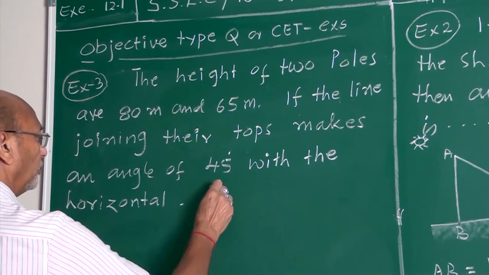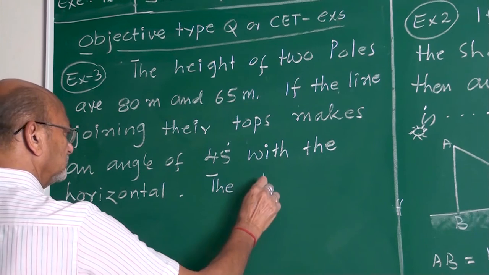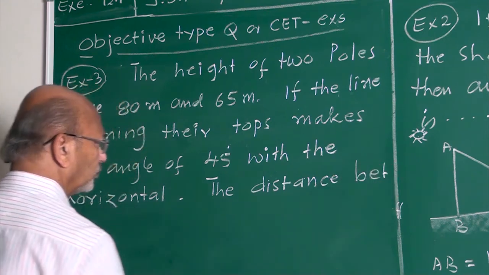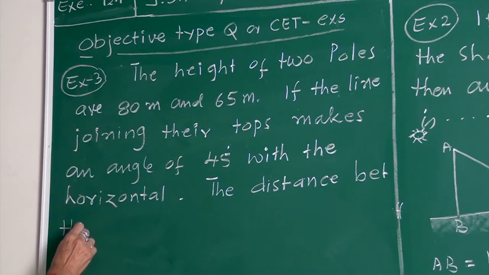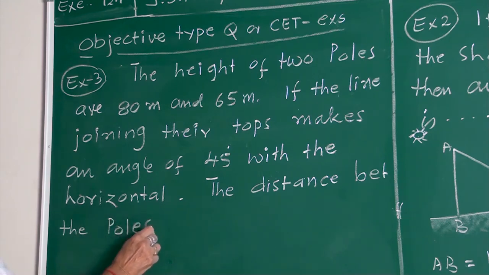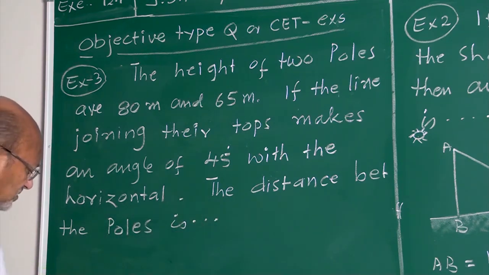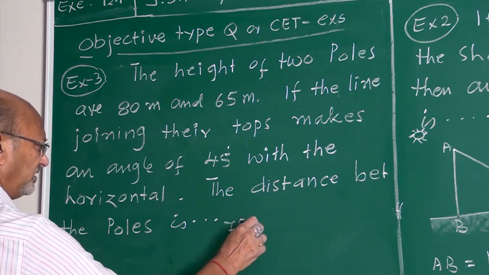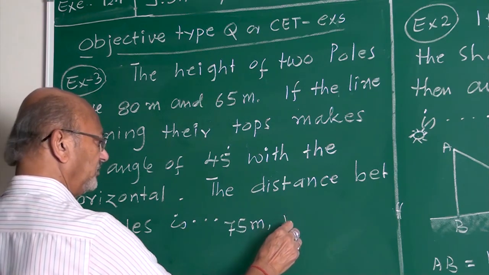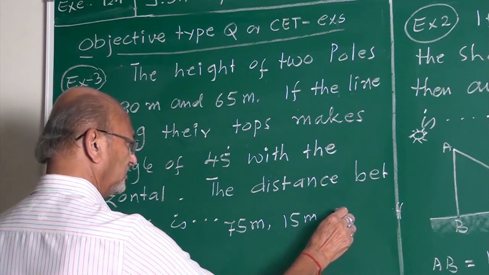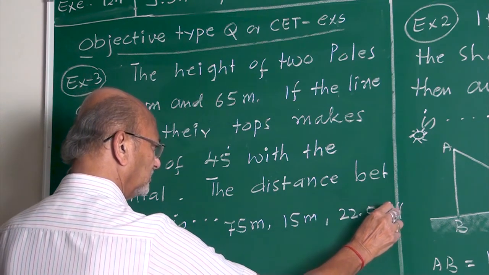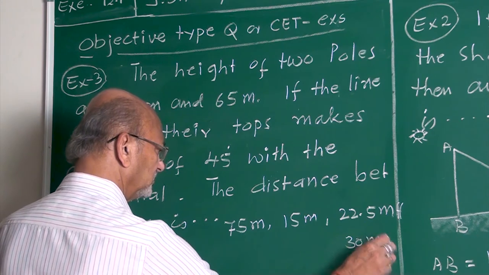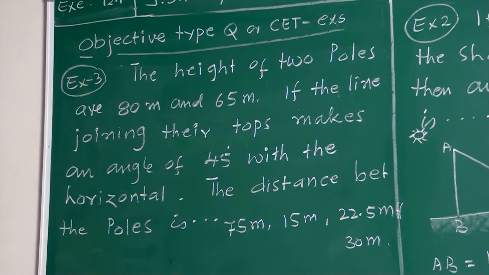the distance between the poles is what? These are the options: first is 75 meter, second 15 meter, third 22.5 meter, fourth is 30 meter.